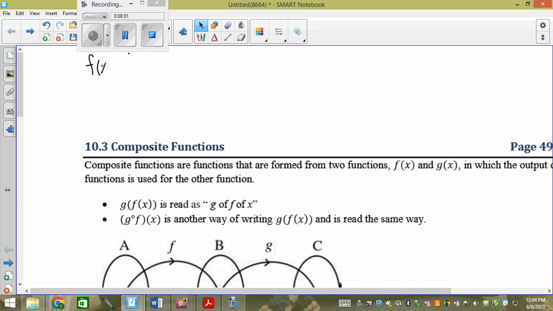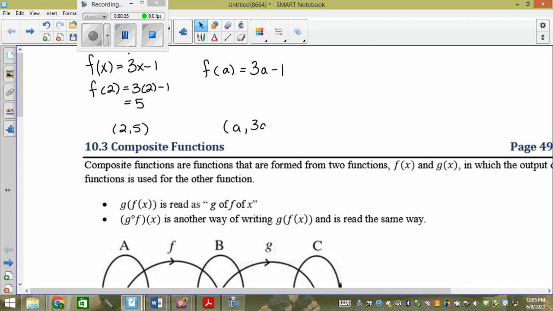f of x equals 3x minus 1 in grade 10, and then I gave you f of 2, what did you do? Yeah. Put a 2 in for x. So I get 3 times 2 minus 1, which is 5, right? Well, now instead of a 2, say I said f of a, what would I do? 3 times a minus 1. That's it, right? So the coordinate on this one on the graph of f of x would be 2, 5, correct? The coordinate on this one would be a and 3a minus 1.